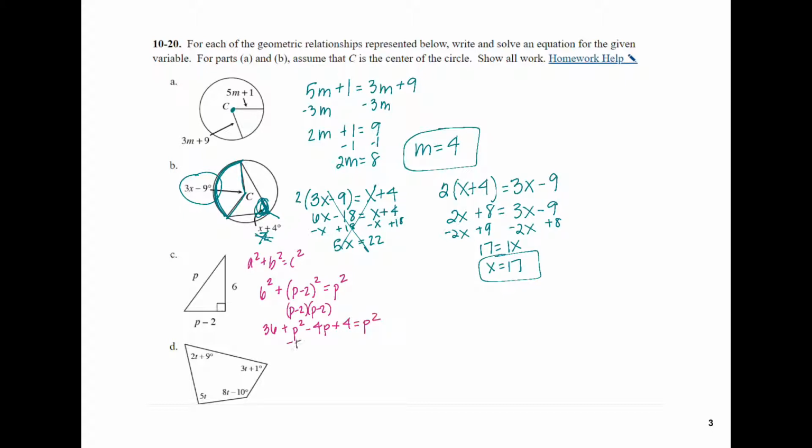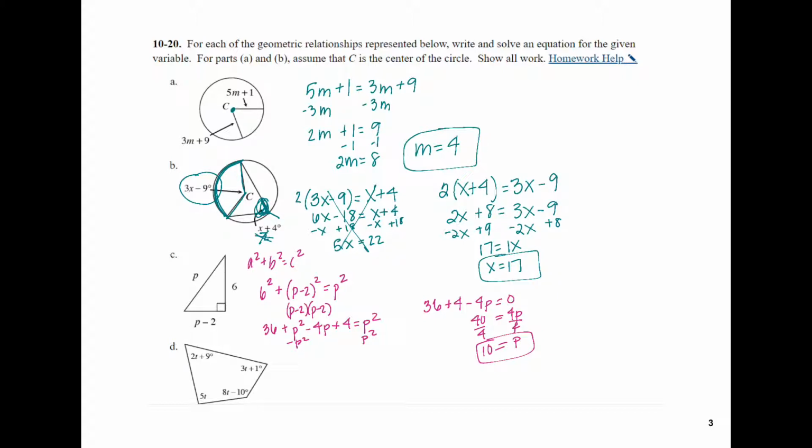Inverse operations, your p squareds are going to cancel one another out. So we have 36 plus 4 minus 4p equals 0. We can move our 4p to the right hand side. 40 divided by 4, p is equal to 10.